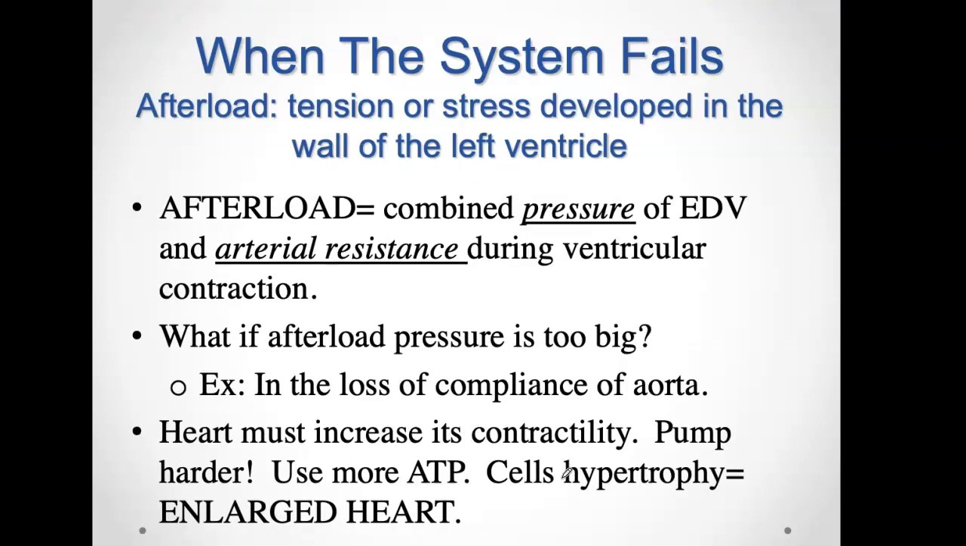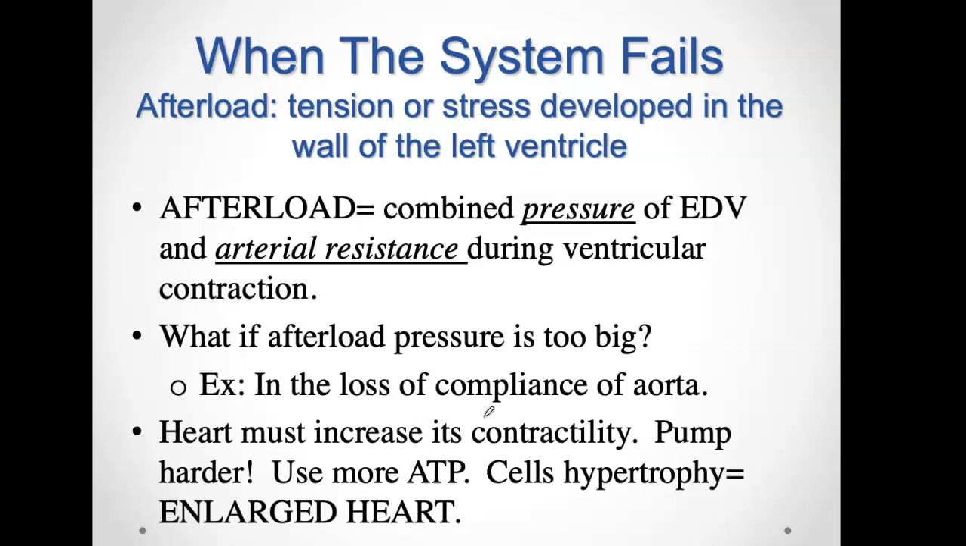When that system fails, remember the afterload, the tension or stress developed in the wall of the left ventricle? So the combined pressure of the end diastolic volume and the arterial resistance. Let's assume again someone has atherosclerosis and you have the pressure of all that blood at the end of diastole and you have this ventricular contraction. What if that afterload pressure is too big? What if it's just hard for the heart to contract with that much force to be able to eject it?